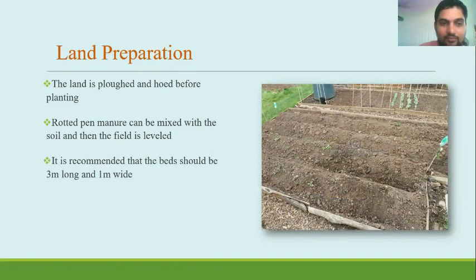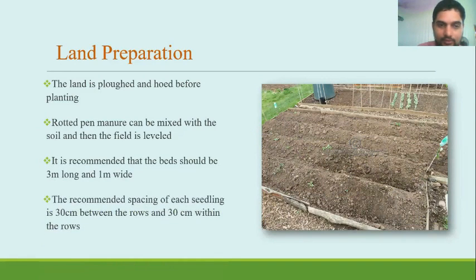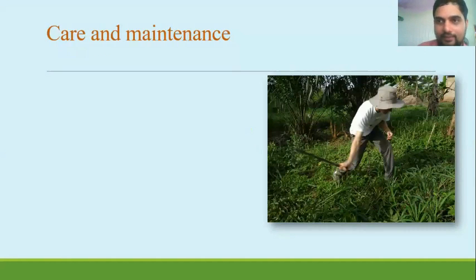It is recommended that the bed should be 3 meters long and 1 meter in width. And the spacing between the seedlings, if you put the seedlings too close together, well, then the problem is that they will compete with one another for nutrients, and they will not develop properly. So you need a certain spacing between the plants. The best or recommended amount of spacing between the plants would be 30 cm. So if you plant one seedling at one location, around that seedling, within 30 centimeters, there should not be any other seedling planted. If you do that, well, then the plant will not develop as healthy as it should. Care and maintenance.